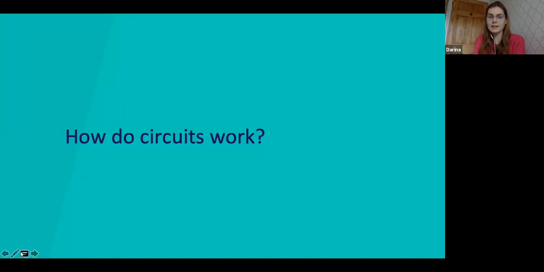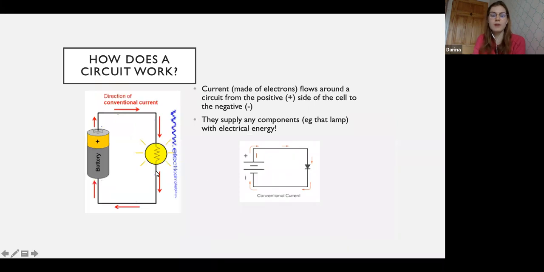The first part of that is, well, how do circuits work? When we wire up a circuit, essentially we connect different conductors together, usually wires, and this means that electrons can flow around a circuit completely. So that's what a complete circuit is. And a battery essentially just pushes those electrons around the circuit.